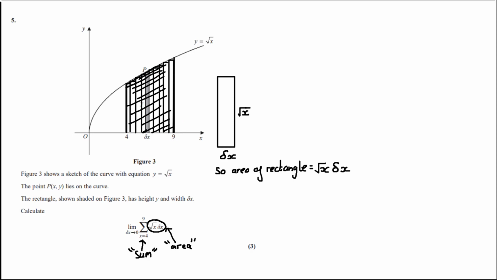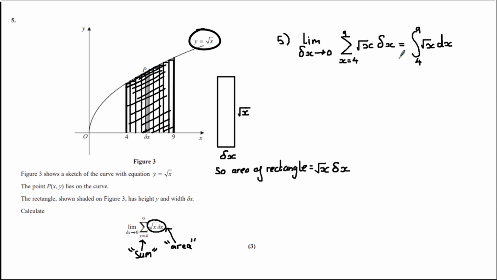And since this curve represents the function y equals the square root of x, that means that we can solve this problem by integration. And therefore the sum from x equals 4 to 9 of the square root of x times delta x, taking the limit as delta x goes to 0, is equal to the integral from 4 to 9 of the square root of x with respect to x.